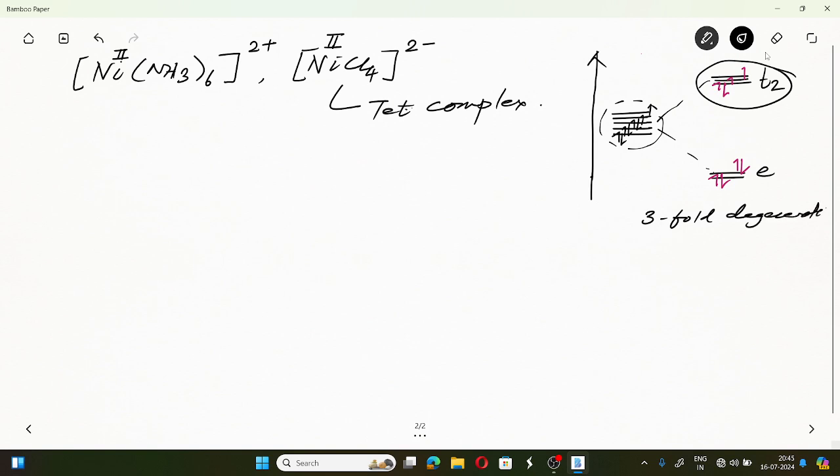Isn't it? So its magnetic moment will be higher. That means the ground state term will be T, and its magnetic moment should be higher than the spin only value. If the ground state term is T, the magnetic moment should be higher than the spin only value. So here you say that mu effective is higher than the spin only value.